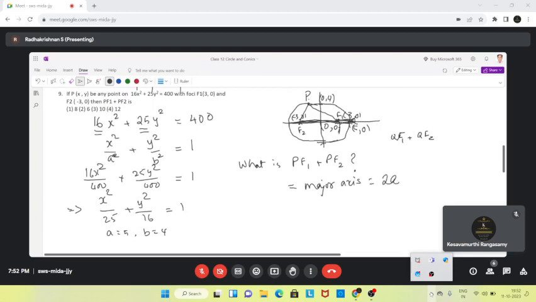Okay. So what is the answer here? 10, sir. 10. Because we already determined that the semi-major axis is 5. So that means the major axis is 2a. Okay.